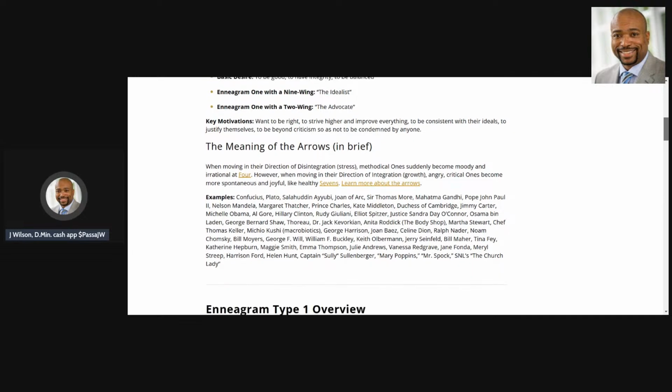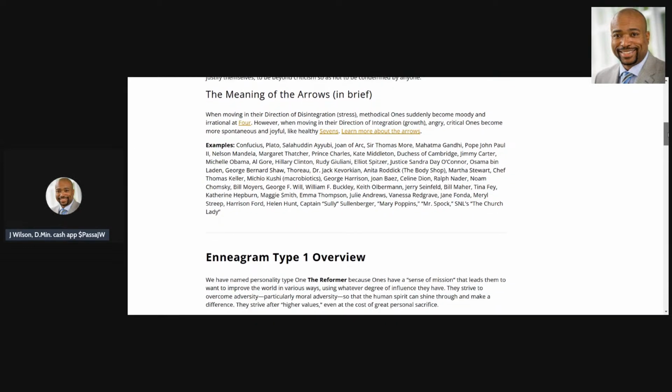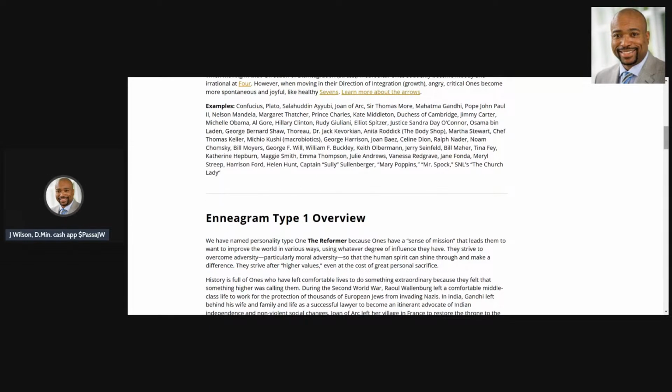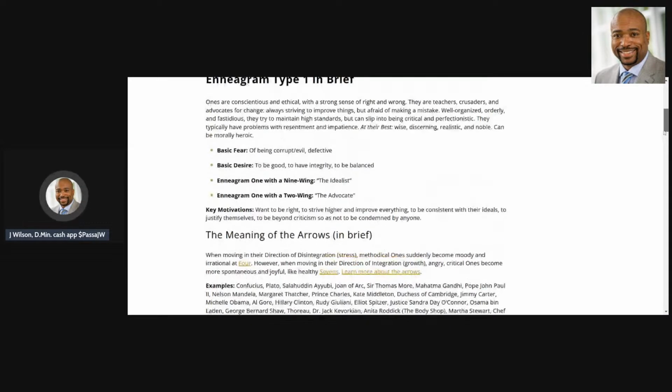Now, the key motivation: they want to be right, to strive higher and improve everything, to be consistent with their ideals, to justify themselves, to be beyond criticism so as not to be condemned by anyone. Now, here are some famous ones: Confucius, Plato, Sir Thomas More, Gandhi, John Paul II, Nelson Mandela. So it lists all of the people who were reformers.